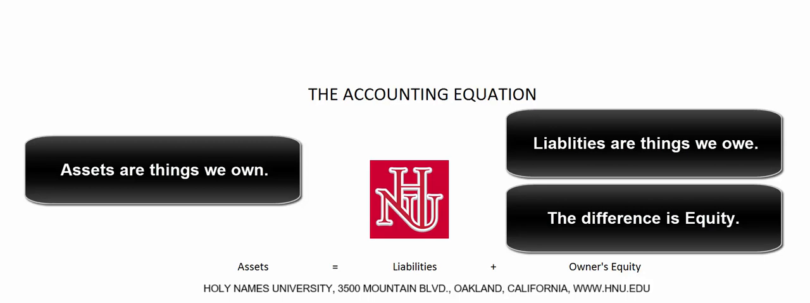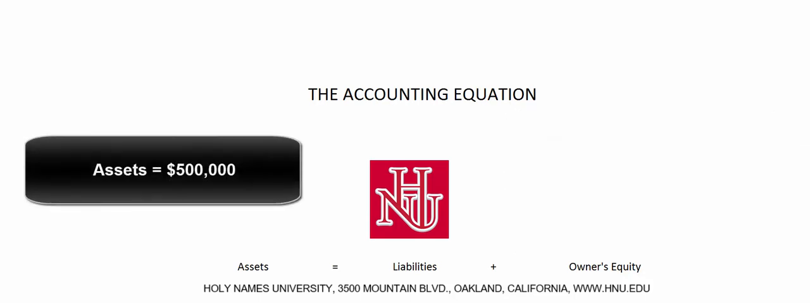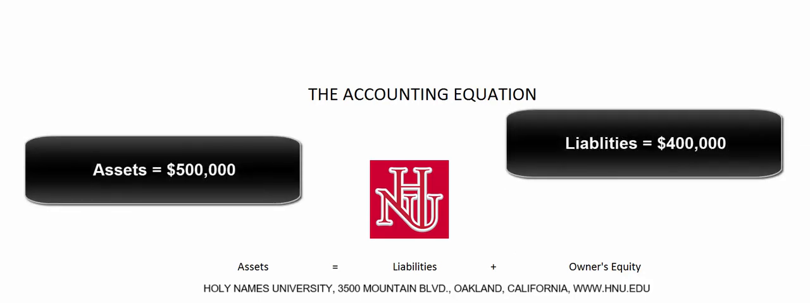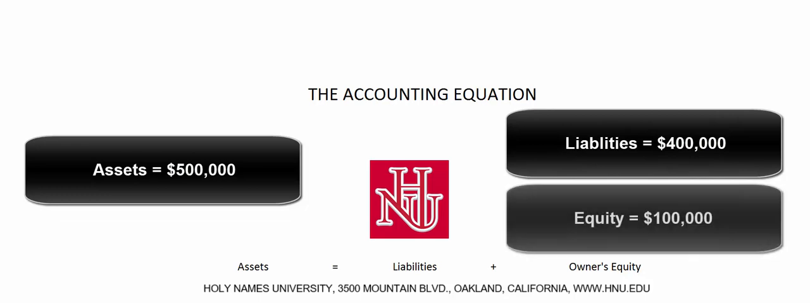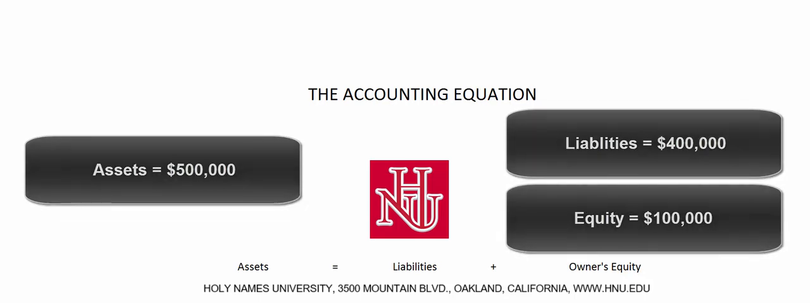In the personal world, if I buy a house for $500,000 and I put a loan on it for $400,000, my equity in that home is $100,000. If I'm a business and on my balance sheet I have $500,000 worth of assets and $400,000 worth of liabilities, then my equity must be $100,000. The $500,000 minus the $400,000.